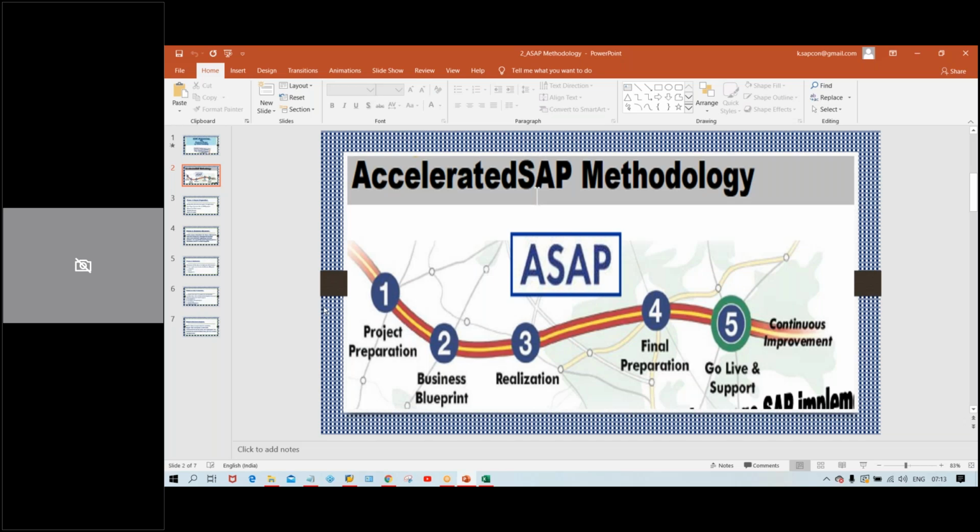And what are those phases, guys? These are project preparation, business blueprint, realization, final preparation, go live and support. So what activities are going to happen in all these phases, that I'll explain.